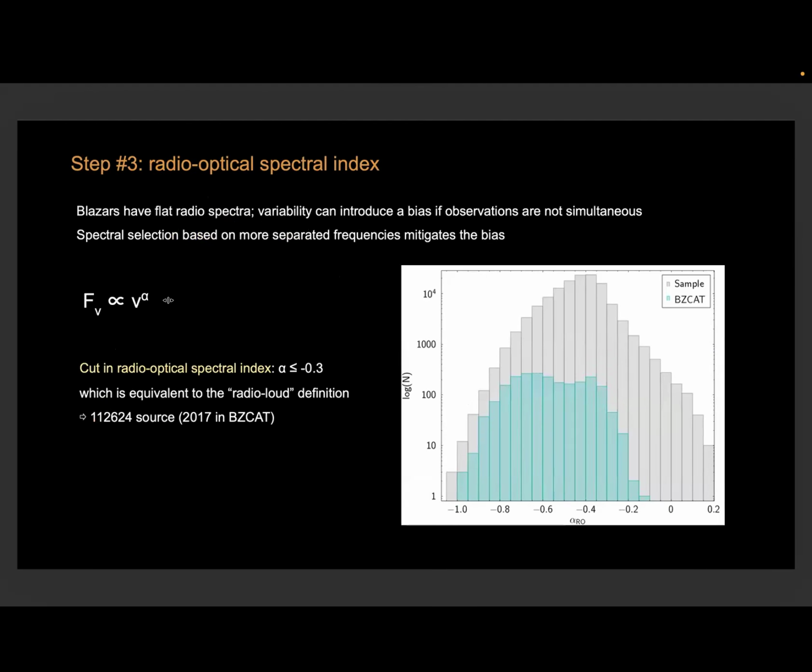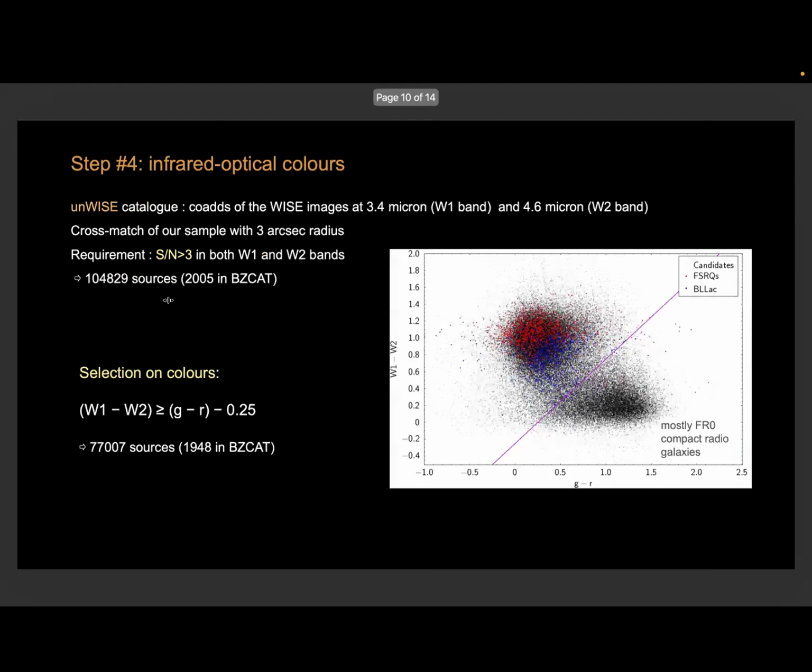Then we wanted to exploit the spectral properties, and we can see here the plot of the radio-optical spectral index of the total sample compared with the sources with the cuts. And we selected all sources with a radio-optical spectral index less than -0.3, which we saw is the same thing as asking that our sources are radio loud according to the classical definition.